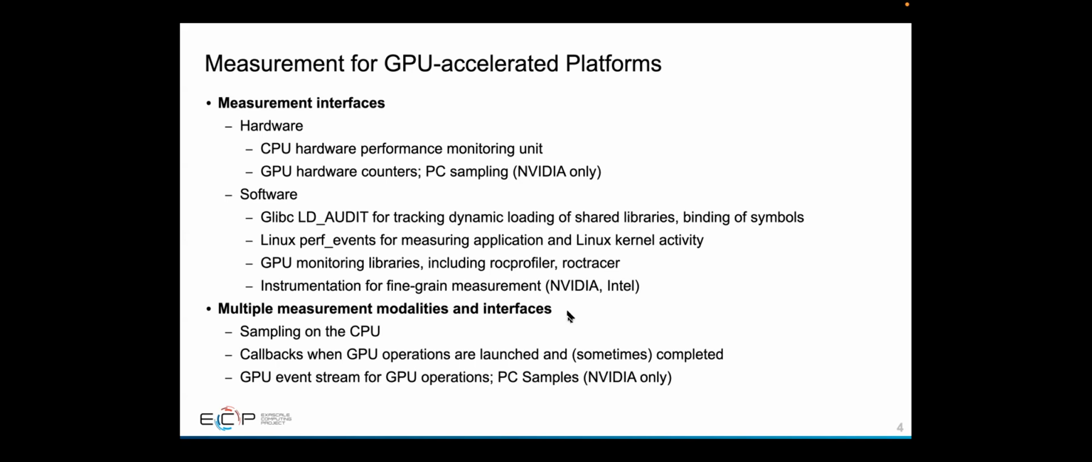So there are multiple measurement modalities and interfaces. On the CPU, we're primarily using sampling. On the GPUs, we're using callbacks when operations are launched and sometimes when they're completed. We're also monitoring a GPU event stream to monitor GPU operations such as kernel launches and memory copies. And on NVIDIA GPUs, we're monitoring PC samples as well.